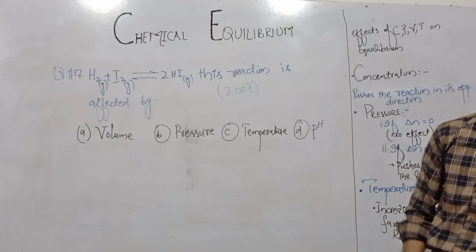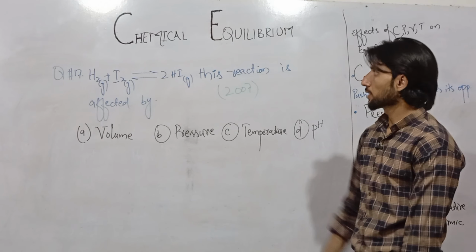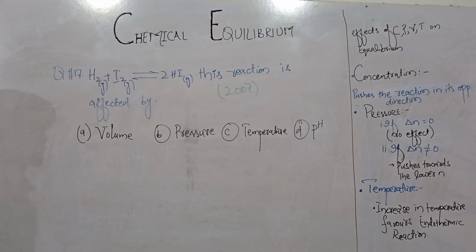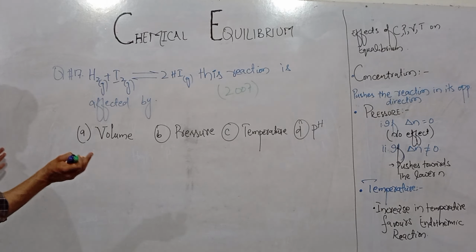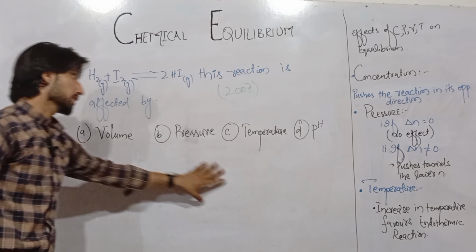So again, a question on the concepts we discussed. The question is saying that hydrogen and iodine are reacting to form hydrogen iodide. Which of these parameters affect this reaction?